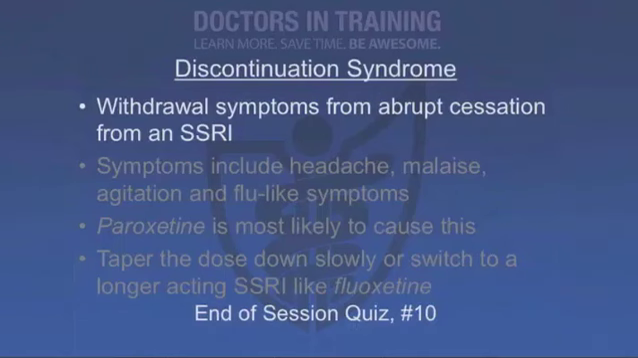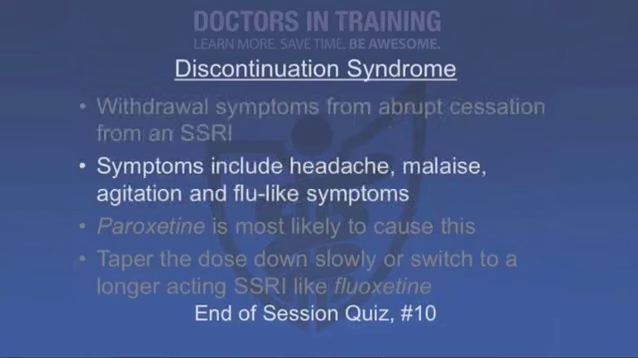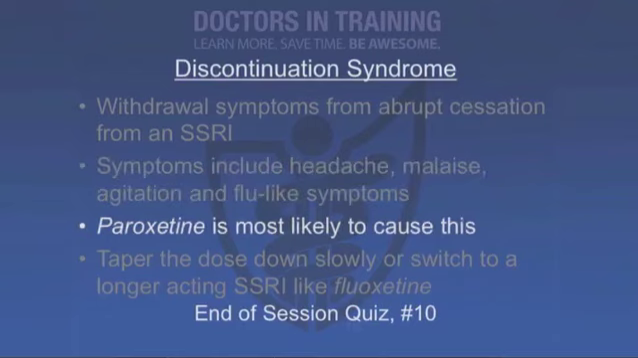Next, what is discontinuation syndrome? What SSRI is more likely to have this problem, and how do you avoid it? Well, remember, discontinuation syndrome is basically just withdrawal symptoms from the abrupt cessation of taking an SSRI. And this can occur in some of these even if you miss 1 or 2 pills or 1 or 2 days. Symptoms include headache, malaise, agitation, flu-like symptoms. People just don't feel very good. Traditionally, paroxetine is the most likely to cause discontinuation syndrome. And why is that? Because it has a short half-life, so it's quick to get in, but it's also quick to get out.